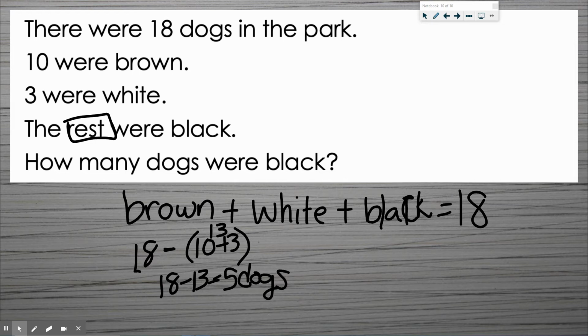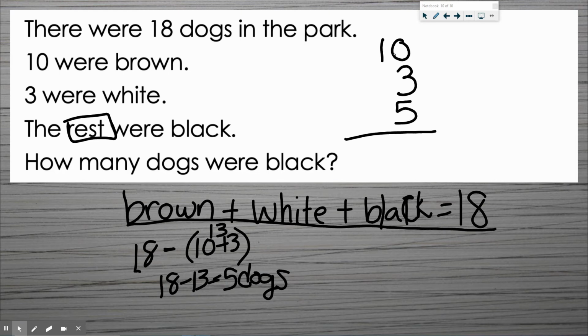Okay, remember I said before, brown plus white plus black equals 18. So let's try this out. There were 10 brown, 3 white, and we just found out 5 black. 10 plus 3 plus 5 is 13 plus 5, which is 18. That number matches what the number story said for us.